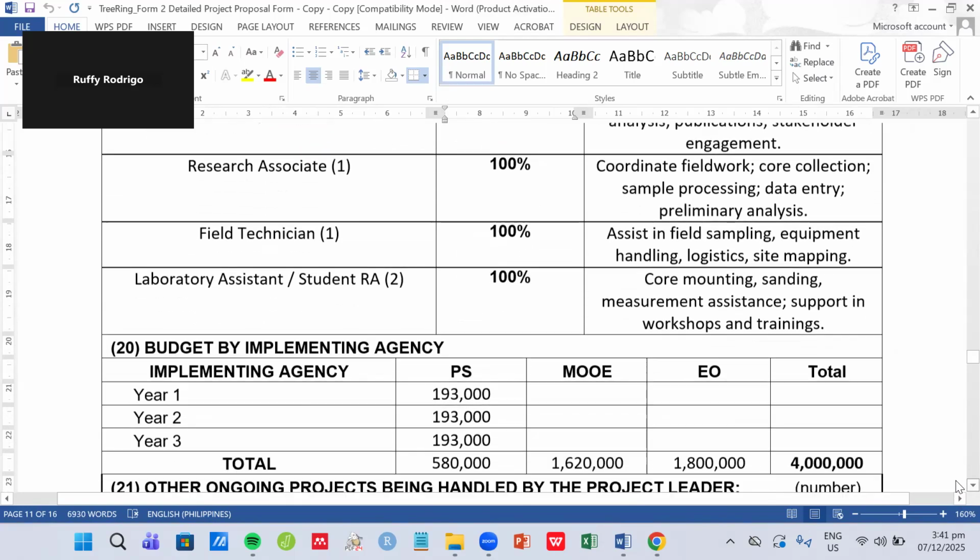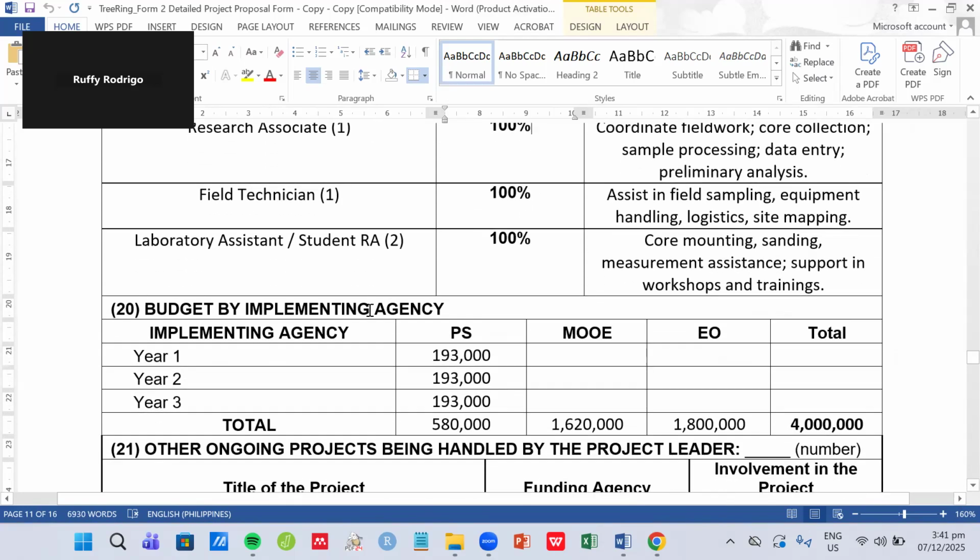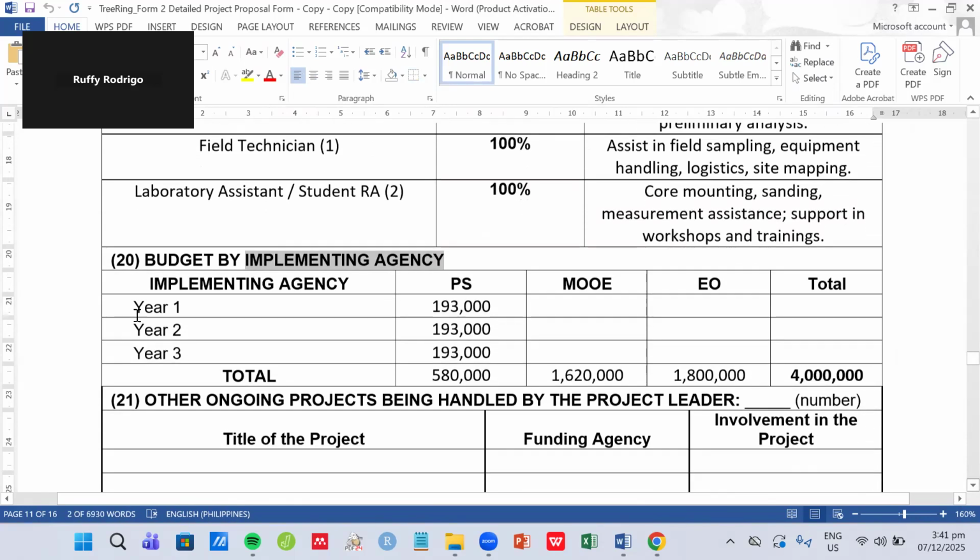Okay, so now let's go to number 20, the budget by implementing year. So this is how much you earn, how much you asked. So let's say year one, year two, year three.